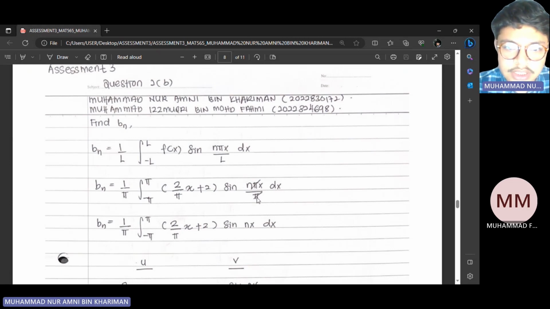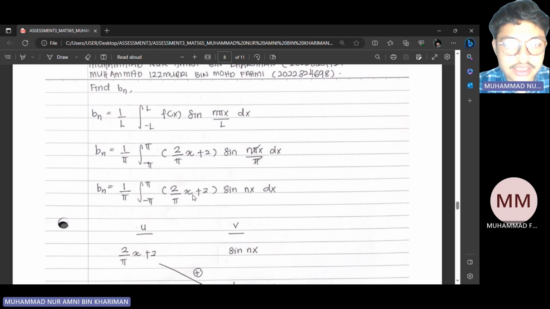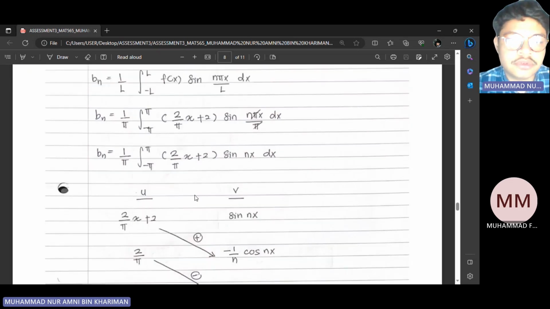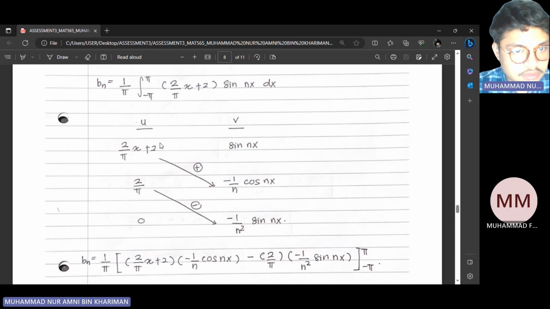As you can see here, we can cancel out the pi directly, and it becomes 2 over pi x plus 2, sine nx dx. From here, you can see we cannot directly integrate, so we have to use the tabular method. We use LIATE to decide the value of u and v. So u is 2 over pi x plus 2, and we integrate v, which is sine nx.